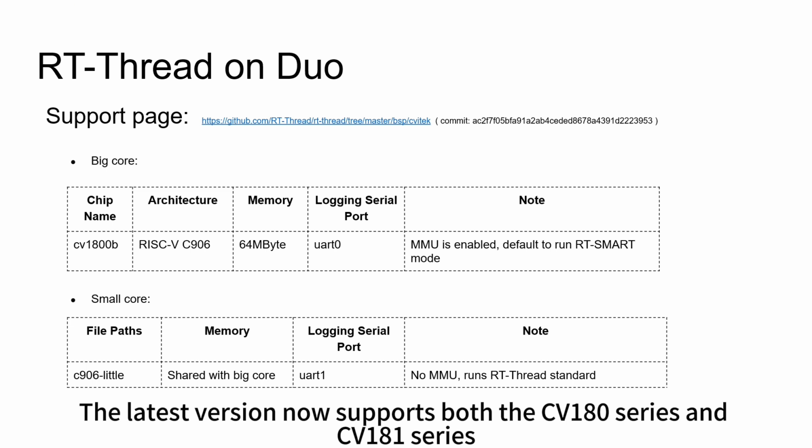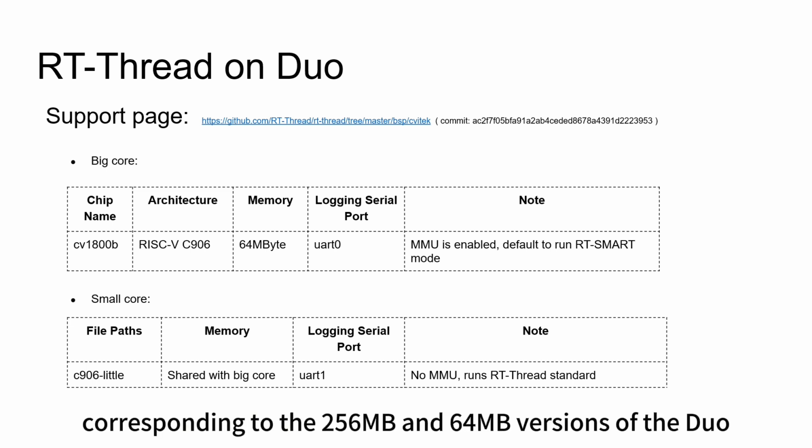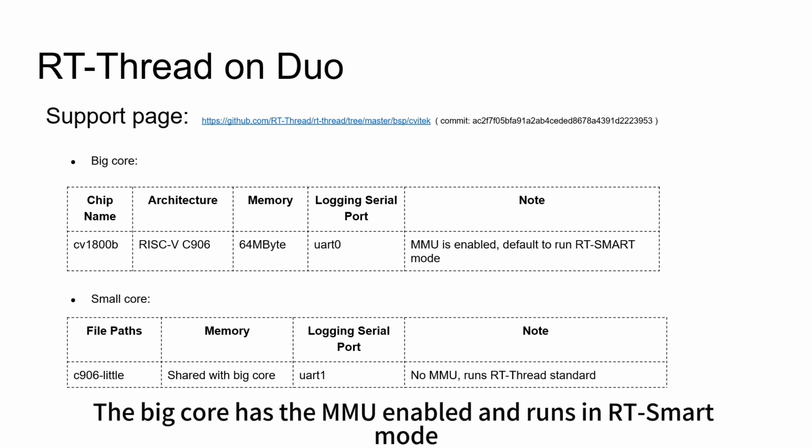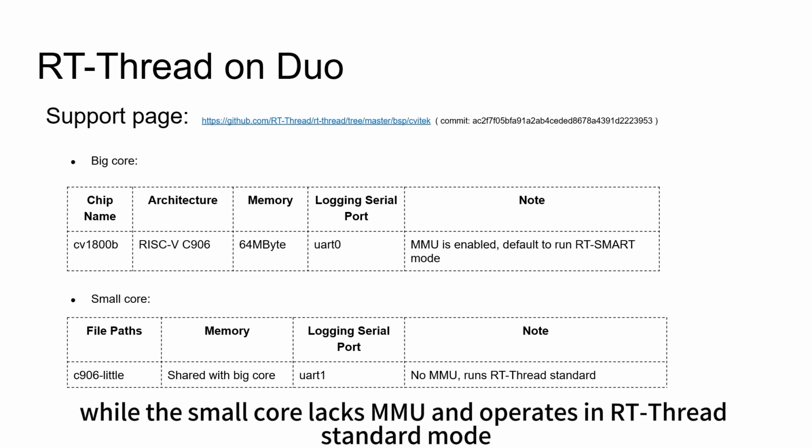CV180 series and the CV181 series, corresponding to the 256 MB and 64 MB versions of the duo. For our demonstration, we will use the basic duo 64 MB version. This time, we are using an older commit version, specifically AC2F7F05. The big core has the MMU enabled and runs in RT Smart mode, while the small core lacks MMU and operates in RT Thread standard mode.